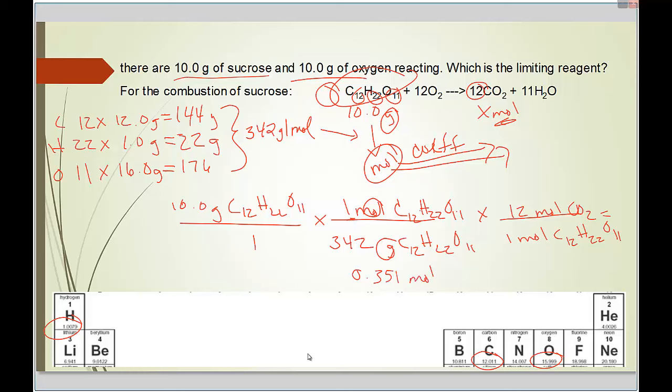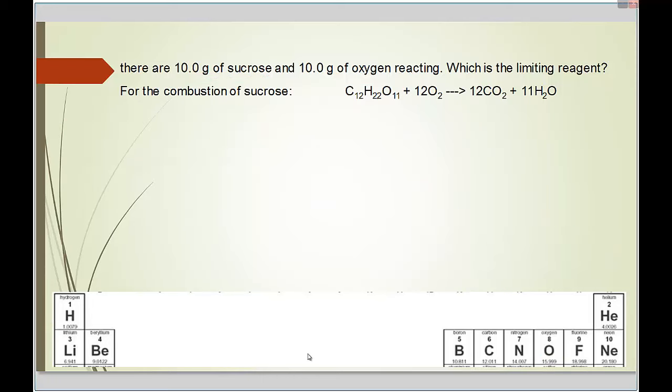Alright, so let's convert the next one. We're starting with 10 grams of oxygen, and I'm going to convert once again to moles of CO2 so I can compare the two numbers. Once again, I have grams, so I need to go from grams to moles first before I can use the coefficients. That means I need to figure out the molar mass. So oxygen is 2 times 16, which is 32. That's going to be my molar mass. I got the 2 from the oxygen here, and I got the 16 from the molar mass down here.